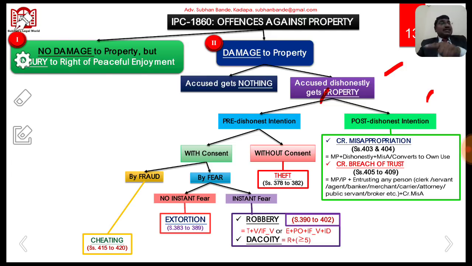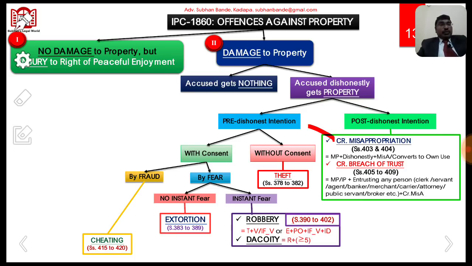Here the victim entrusts a certain person with looking after such movable or immovable property. The person whose duty is to look after such property breaks, goes beyond his duties, misappropriates such property, converts such property for his own use, even though he is a clerk or servant or agent or banker or merchant or carrier or attorney or public servant or broker of the owner or the victim. The accused misappropriates such property. That is the only difference between criminal misappropriation and criminal breach of trust.